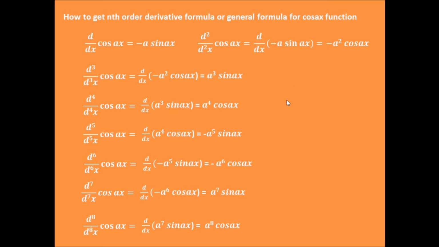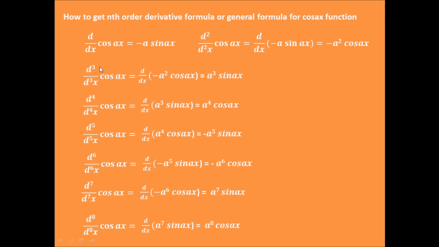Here, we just perform the derivative up to 8th order, which is the derivative of the 7th order derivative function. So, we have the 8th order derivative of cosine ax equals a to the power of 8 times cosine ax. From these 8 derivatives, we should be able to find the trend.